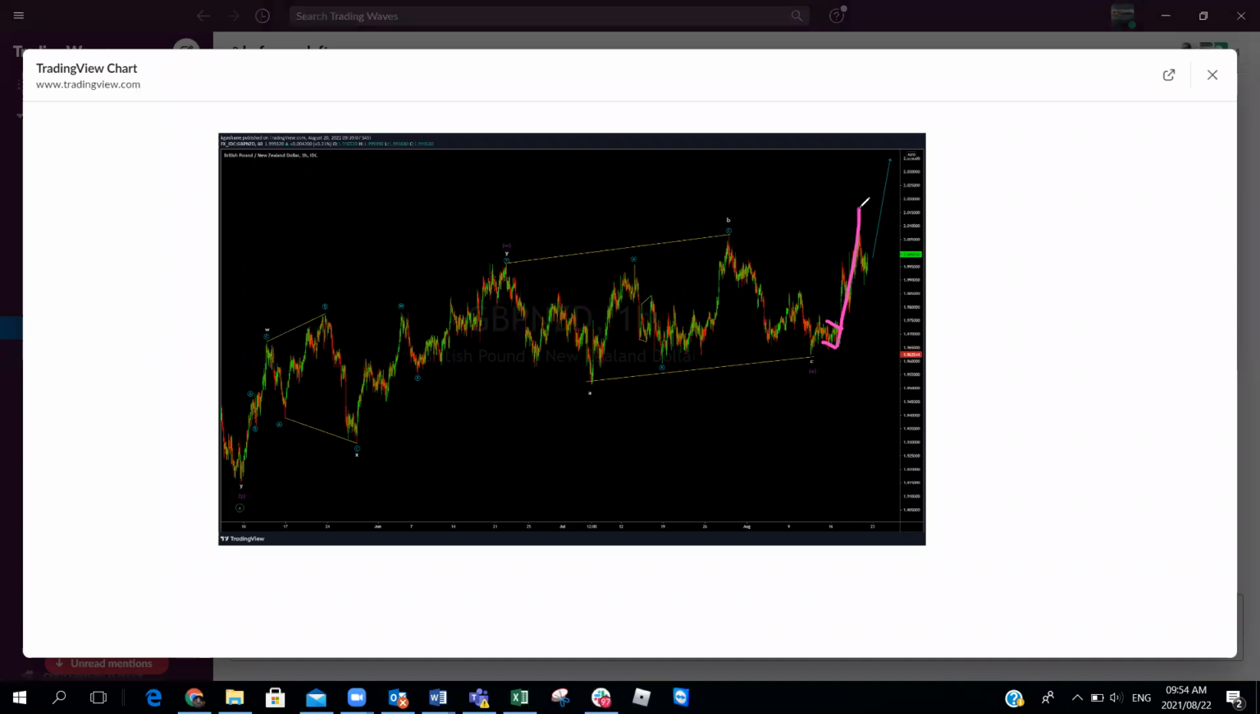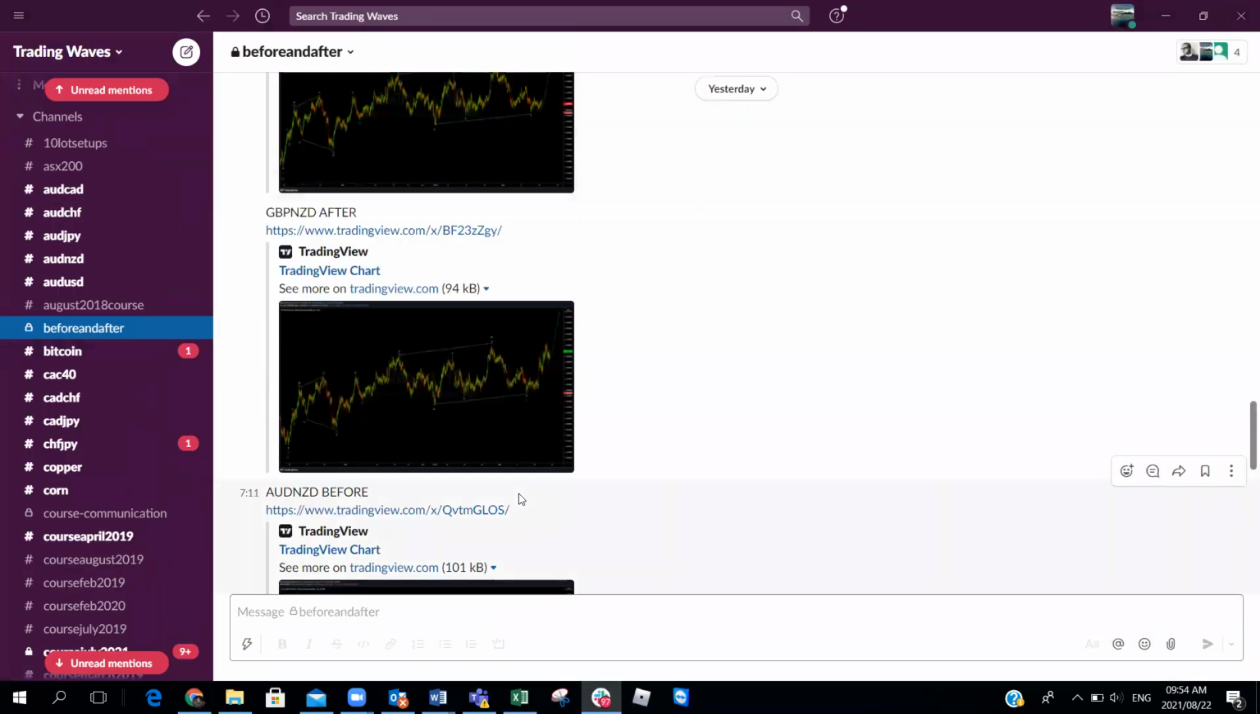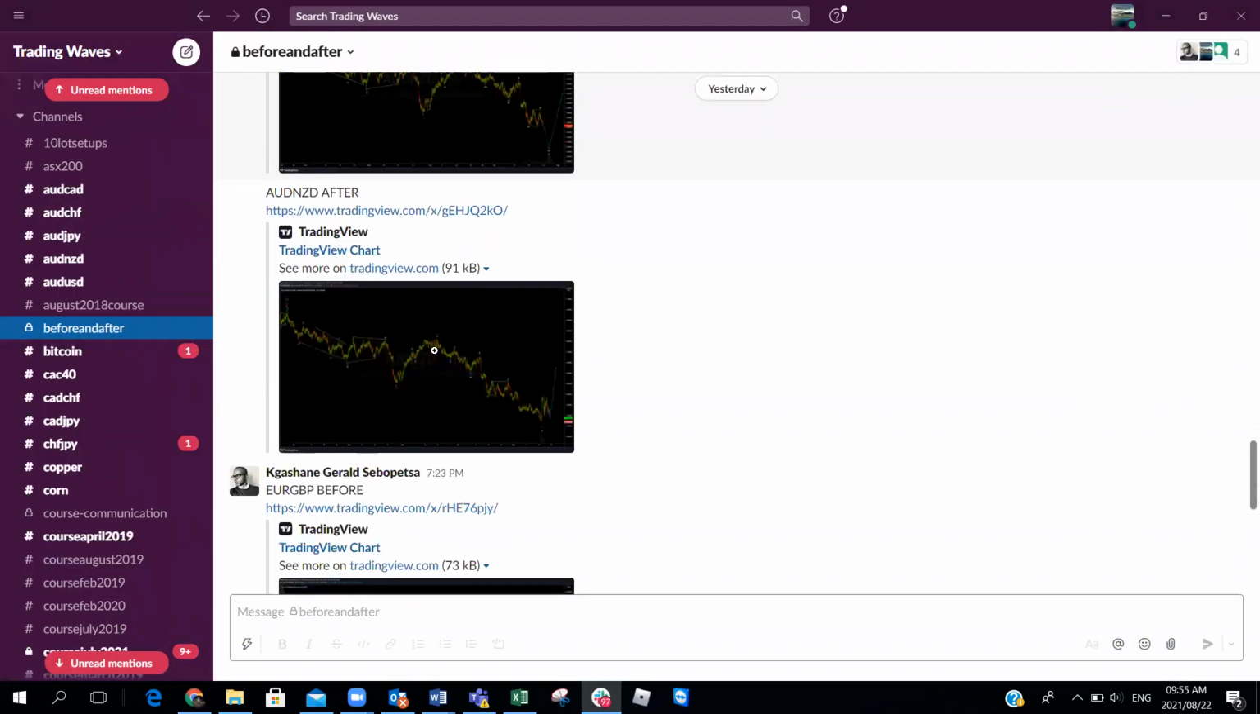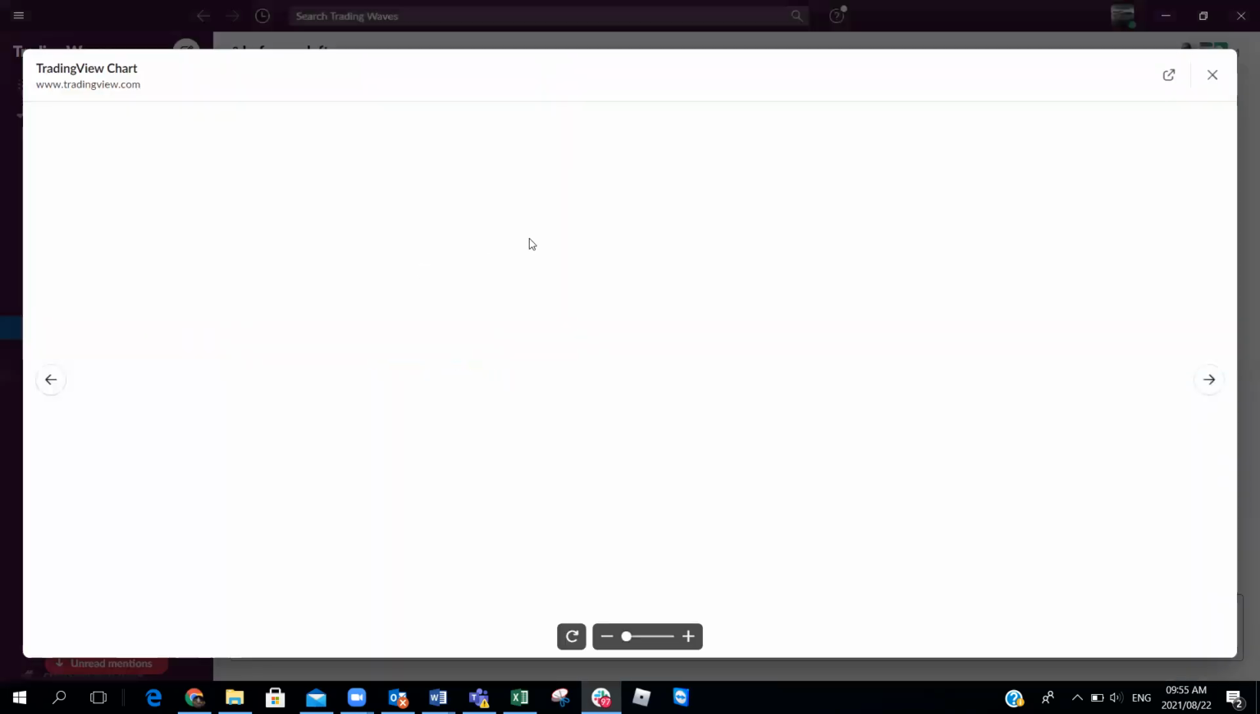That's how we've got it. We're still forecasting more upside on Pound New Zealand. We'll go in a bit more detail shortly. Right? So that's Pound New Zealand, and lastly, AUD New Zealand. Last but not least, AUD New Zealand.